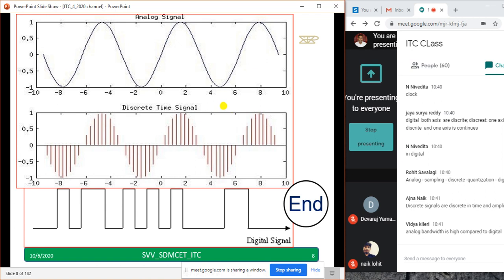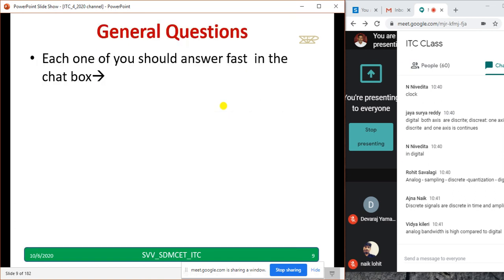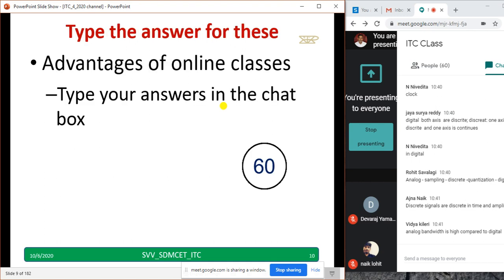Let us go to the next. Each one of you should answer these questions, and everybody knows the answer. I want you people to type your answers in the chat box fast without bothering what others are typing. Okay? Don't take much time. Maximum time is only 1 minute. Do it fast. Everybody knows the answer. Read it. Type the answer. Are you ready? See here. You have 1 minute. Just type it fast.